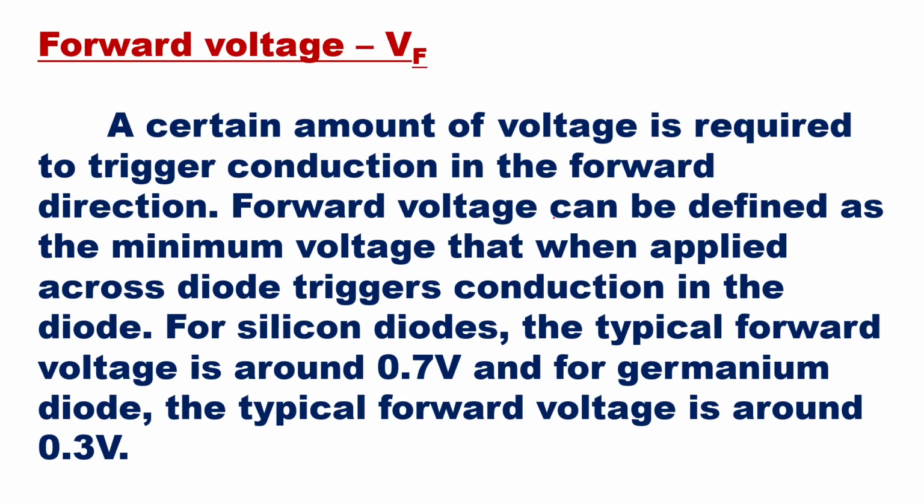Then forward voltage VF. A certain amount of voltage is required to trigger conduction, that is, the flow of current in the forward direction. Forward voltage can be defined as the minimum voltage that, when applied across the diode, triggers conduction and makes the current flow through the diode. For a silicon diode, the typical forward voltage is 0.7 volt, and for a germanium diode, the typical forward voltage is 0.3 volt. This is where your potential barrier is overcome and the current starts flowing in the diode.